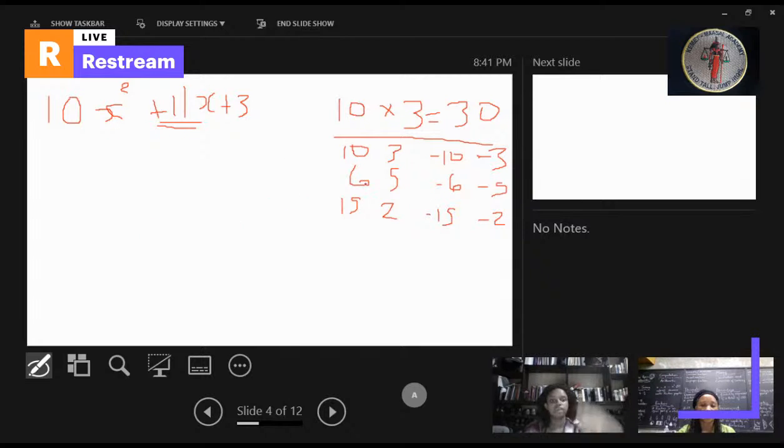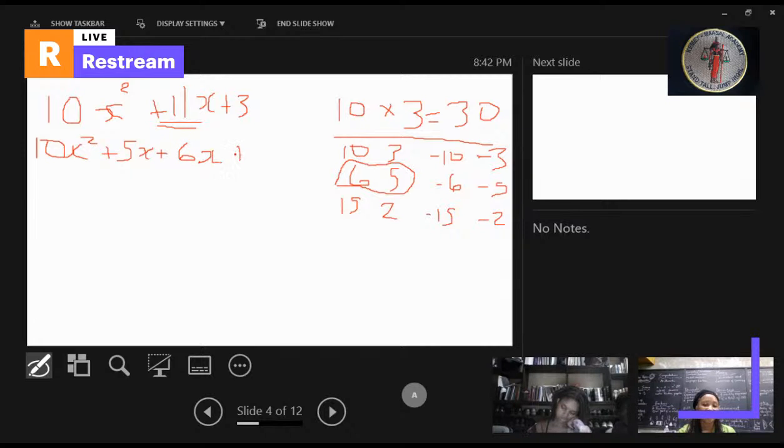Miss, 6 and 5. All right, so the 6 and 5. So we're going to replace the 11 with 6 and 5. I'm going to put the 5 closer to the 10 since they share common factors, and the 6 closer to the 3, okay? I'm not changing the value of the expression. The overall value of the expression remains the same. I'm just replacing 11x with 5x and 6x. And remember to put in your x's.